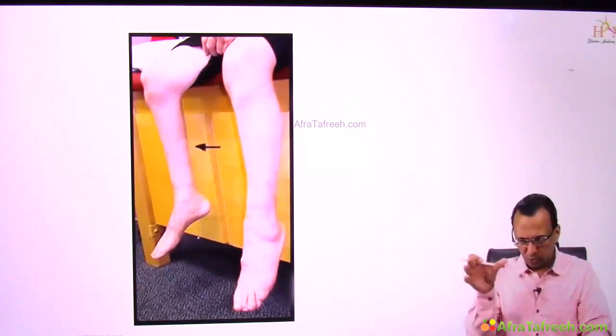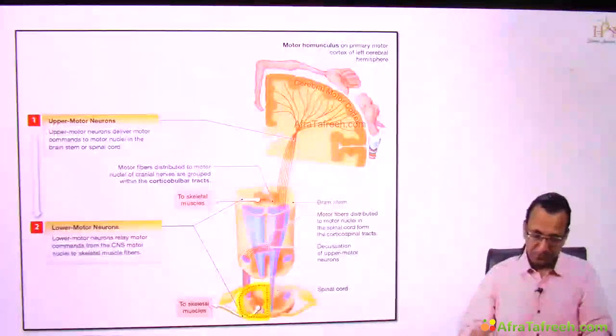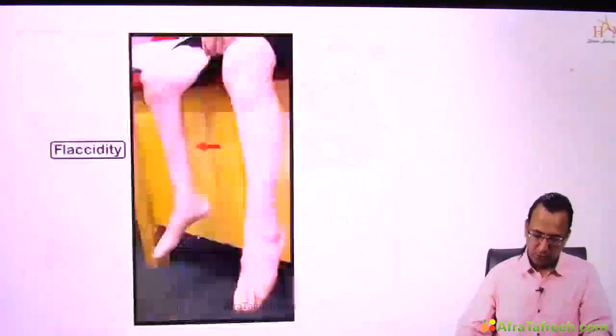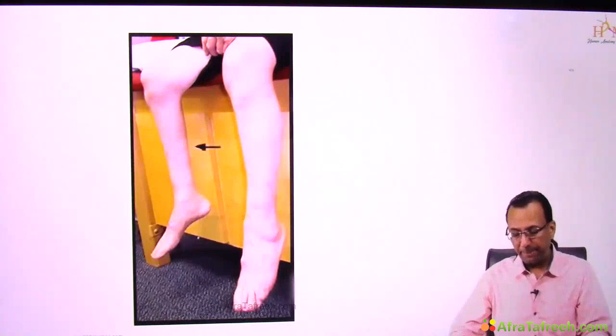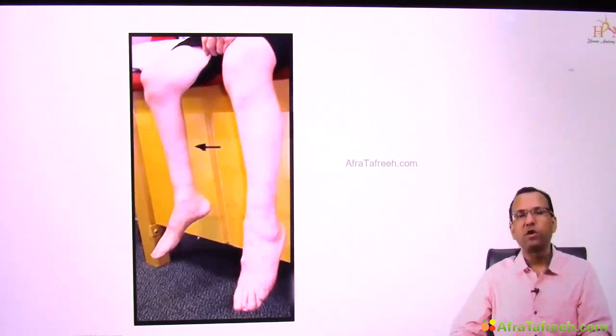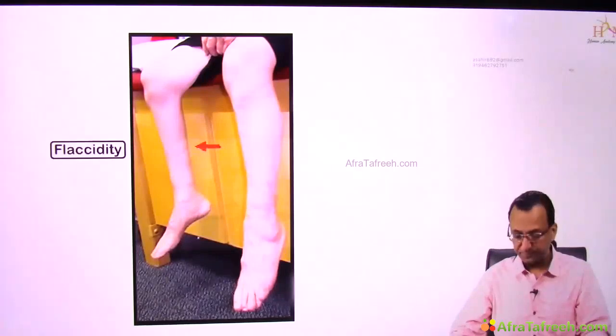Now, this is flaccid paralysis, like a polio patient. You are feeling that the tone is also not there. That is the point. So in flaccid paralysis, there will be no tone in the muscle. Lower motor neurons are not working, poliovirus lesion. If you remember, we have discussed this earlier as well.